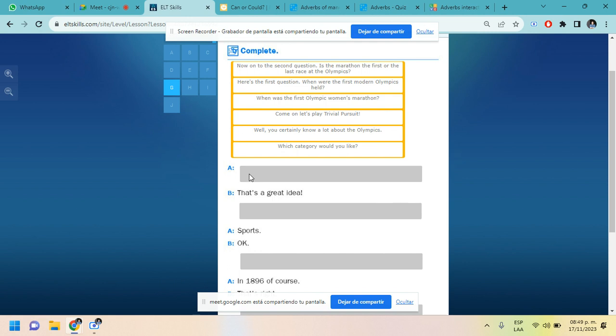What could be the A? Because that's a great idea. Trivial Pursuit. Yeah, that's a great idea. Yeah, you're right. We start with that, no? Because the others are questions, and that's a great idea. We don't use to answer questions. Yeah, could be this. Okay, that's a great idea. Continue. What else?